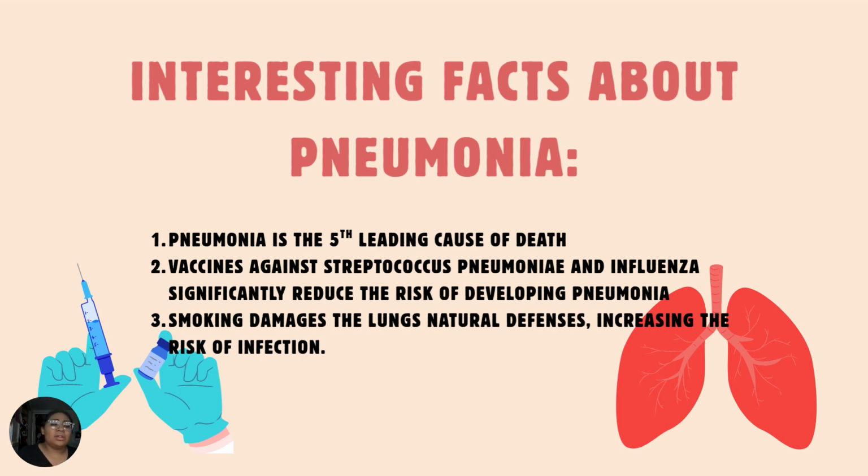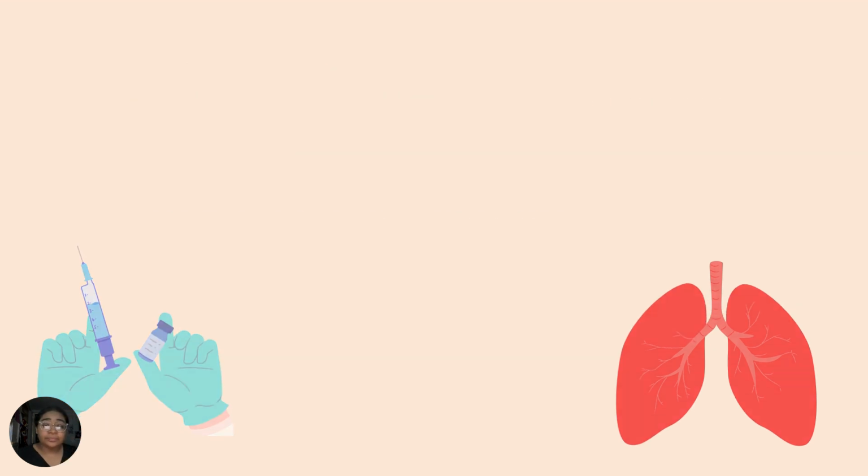And then something interesting that I learned about pneumonia is that it's the fifth leading cause of death, because it's part of the upper respiratory diseases, and the upper respiratory diseases are the fifth leading cause of death. And then vaccines are also a good way to reduce the risk of getting pneumonia. And then smoking also damages the lungs, so it also increases the risk of infection.